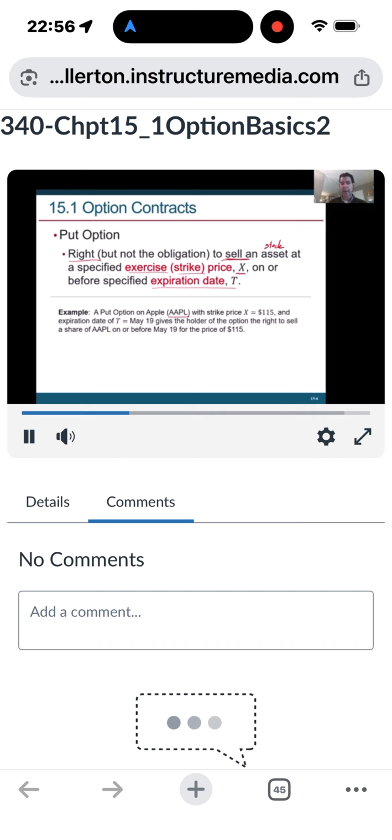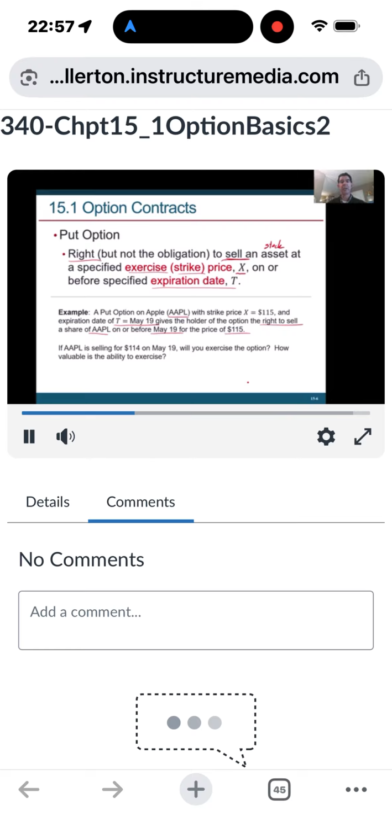A put option on Apple with a strike price of 115. If we stop right there, let's think about this. A put option on Apple. So this is going to give us the option to sell a share of Apple for that strike price. This one has a strike price of 115 and an expiration date of May 19th. That gives the holder of this option the right to sell a share of Apple on or before May 19th for the price of 115. So again, we can see it's very similar to a call option, except you have the option to sell.